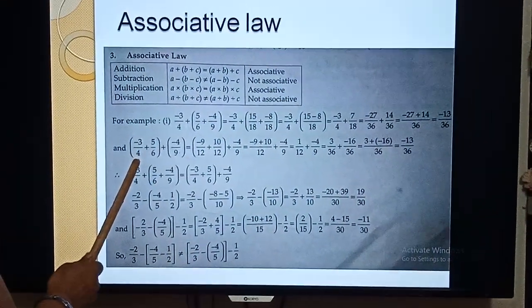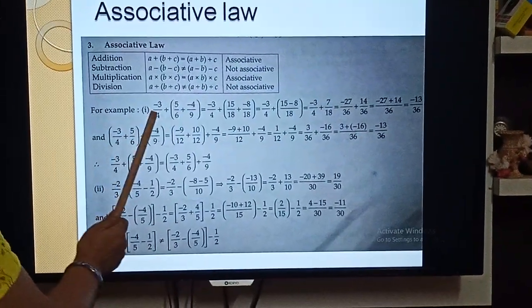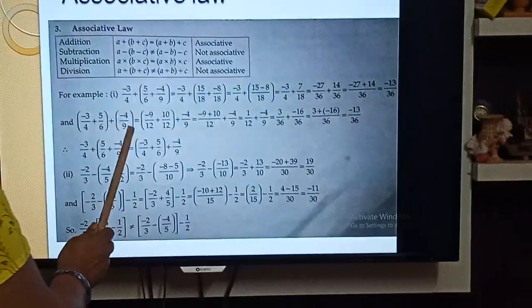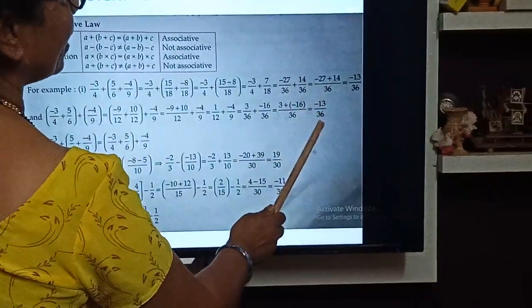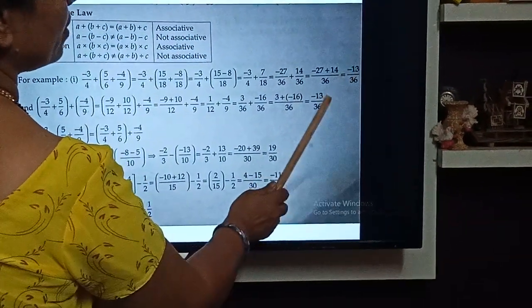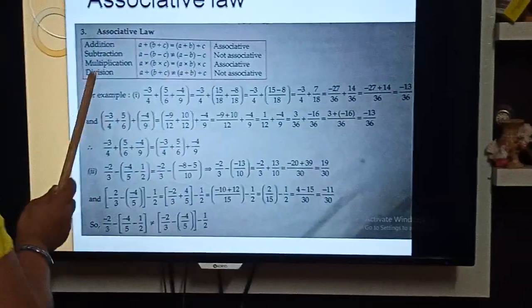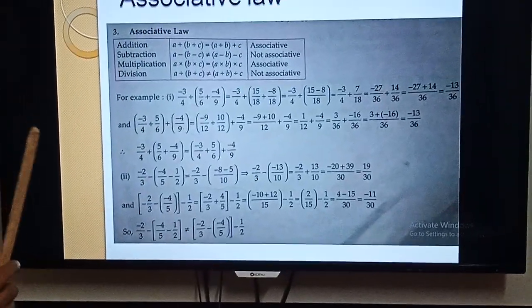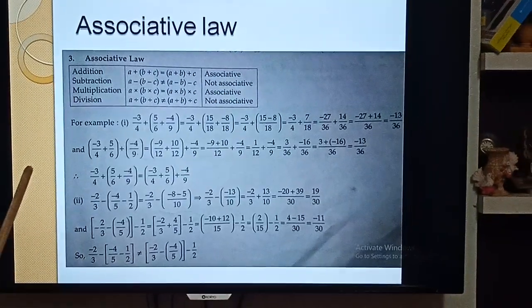Here, I will group in a different way. First two I will group and then the last one is free. And at the end of the simplification, I will get the same answer. So, associative law is satisfied with rational numbers.